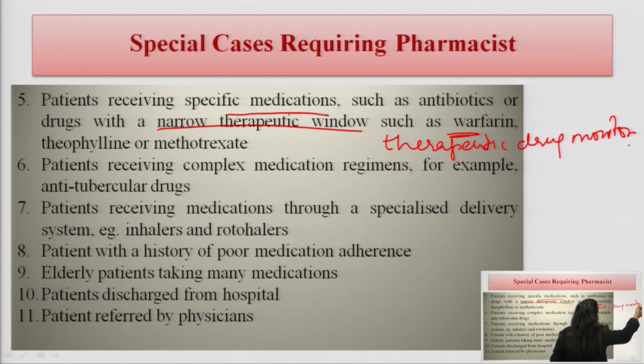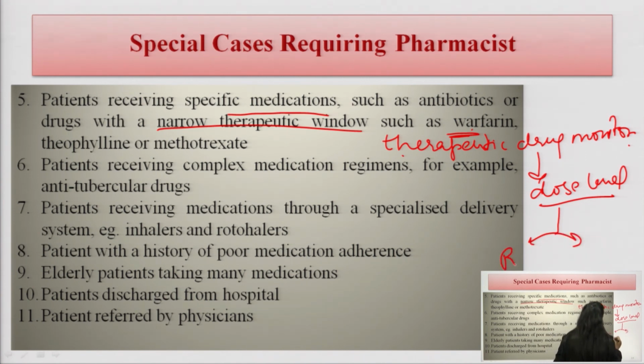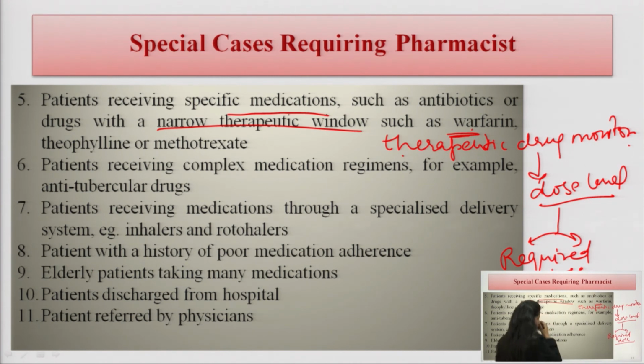In this, a patient blood sample is taken after giving these types of drugs, such as warfarin, theophylline and methotrexate, which are examples of the narrow therapeutic window. When these drugs are given to a patient who is also suffering from chronic conditions, therapeutic drug monitoring is done. The blood sample is taken some hours after administration of warfarin, theophylline or methotrexate, to understand the dose level. On that basis, we check whether the required dose is present or not, and if any problem is there, we try to address it either by modifying the dose or by changing the drugs. So specific medication means those with a narrow therapeutic window, and also antibiotics.